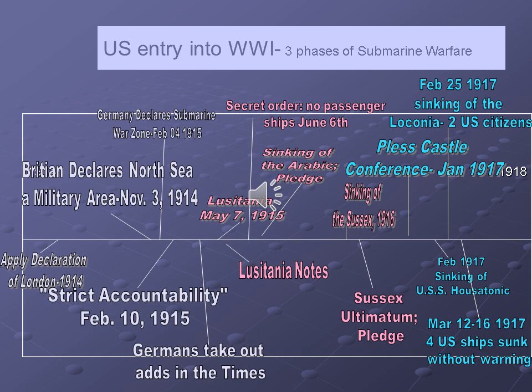So what we have here now is the third phase, and that is the key point. Now almost every single one of these terms or events is something that you really need to know in order to make this argument, or even the argument of American honor. And so these are things on this thing that you will want to study and make sure you know. The Pless Castle Conference is the key, though.